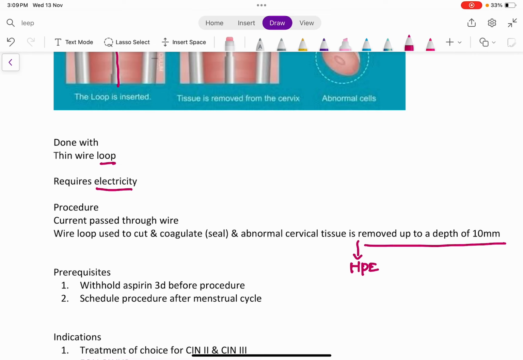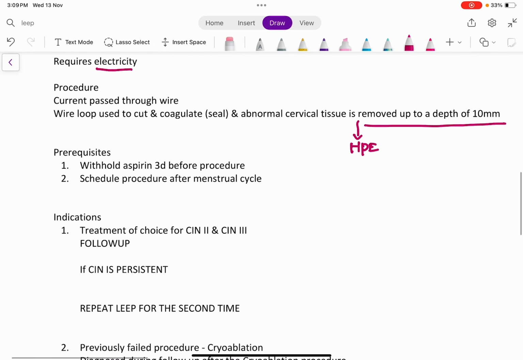Is that clear? That is all about this LEEP. It is very simple, right? With the help of a loop and electricity, you cut and coagulate at the same time and subject the tissue to histopathological examination. It is an OPD procedure. This procedure can be done within 10 to 15 minutes, right? No admission is needed and no anesthesia is required for this procedure. But then we have some prerequisites.